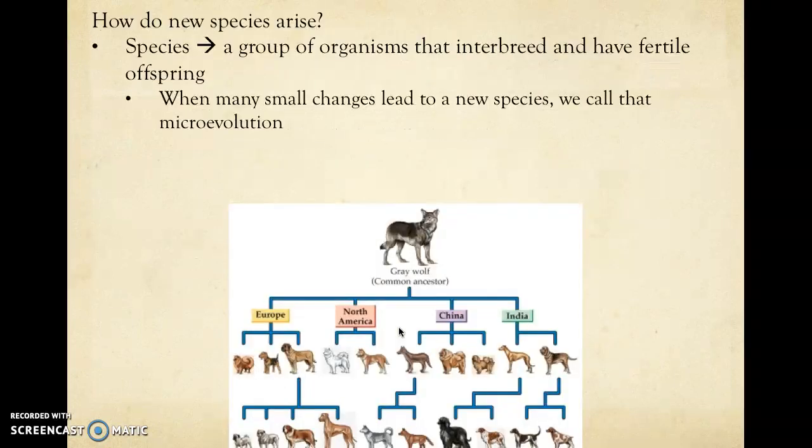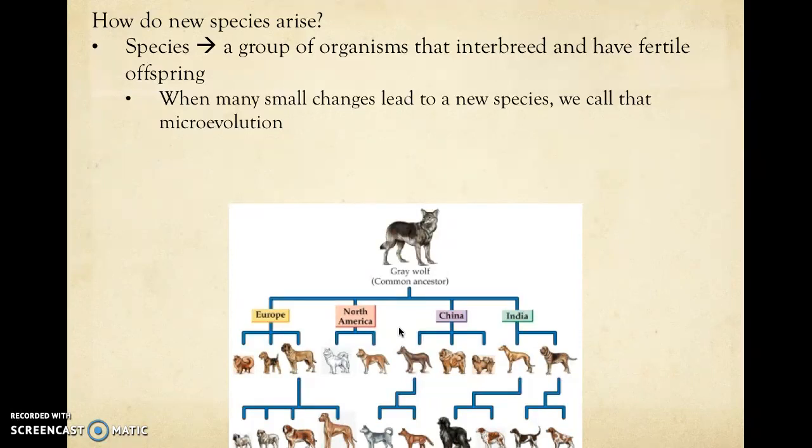So how do new species arise? First off, that word species should be underlined. I forgot to underline it, so make sure you highlight it on your notes. So a species is a group of organisms that interbreed and have fertile offspring, and that's the key there. They have to have fertile offspring. Now, if we think about a horse and a donkey, they are not the same species, but they can get together and have an offspring, a mule, but that mule typically is infertile, so it does not count as a species. That fertile offspring thing is really important.